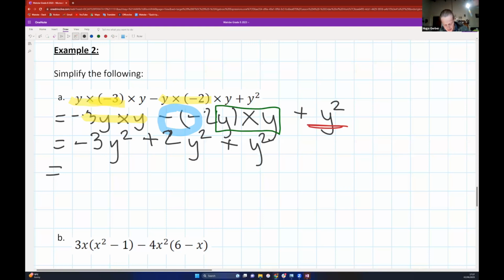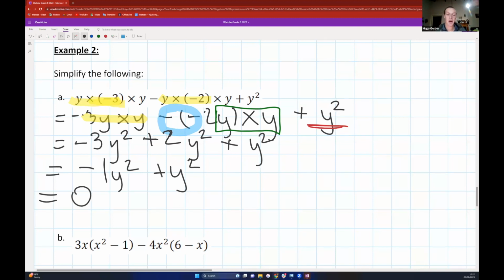-3y squared plus 2y squared gives us -1y squared plus y squared. So we have a -y squared plus y squared. Blessings, thank you. I see the answer in the chat. This is such a silly, long question. And look here, we get 0.